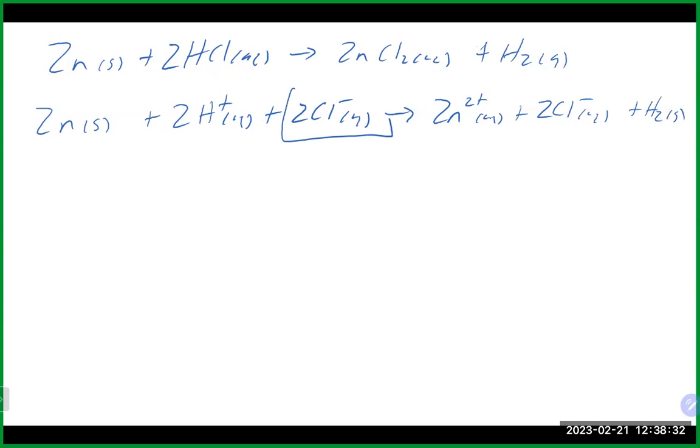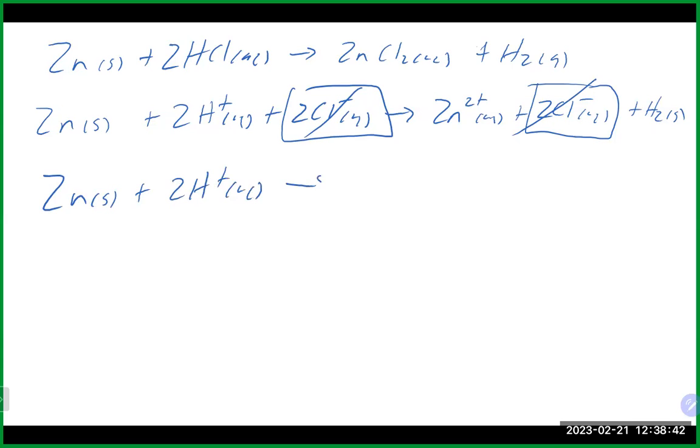Our spectator ions actually are chloride here. That leaves us our net ionic equation that looks something like this. That shows the redox part of it, where zinc is going from 0 to +2, and hydrogen from +1 to 0 in terms of their oxidation states. So sometimes we use net ionic equations with single replacement reactions as well. Any questions on that there?